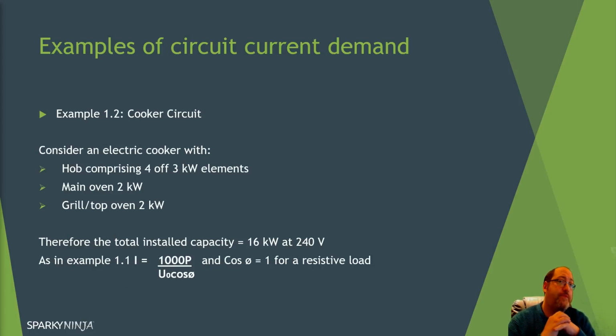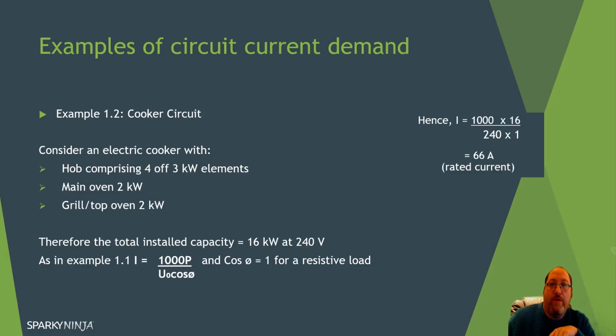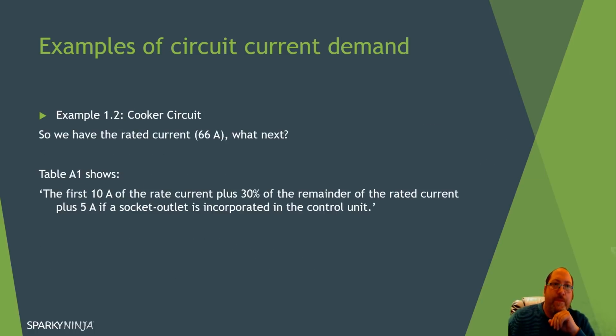Cooker. Consider an electric cooker with 4 3 kilowatt hobs on the top, a 2 kilowatt main oven, a 2 kilowatt grill. Now, the total installed capacity is 16 kilowatt. So we've just calculated it as power over voltage. No power factor. It's not a motor or anything like that. We've got 66 amp then.